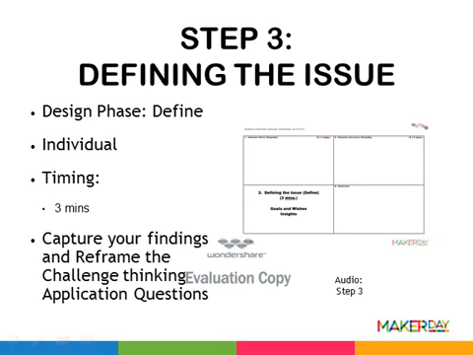Welcome. This audio is about step 3, defining the issue in the design thinking process. During this step, you will have all the participants working individually, and the timing is for 3 minutes. During this time, you want each individual to capture their findings and reframe the challenge, thinking about application kinds of questions. What you want to ask the participants to do is work individually, and everyone needs to determine what their partner's goals and wishes are.